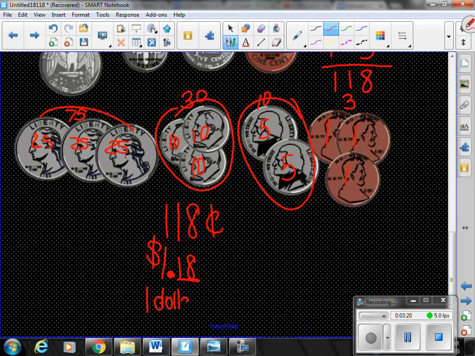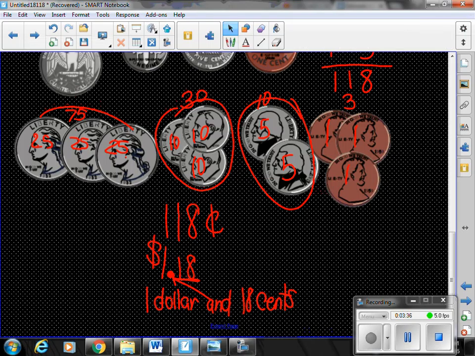You need to be able to read money, write money, say money. And this is how we're going to count money. So counting all the groups together and then adding up the total of each group. Counting money.